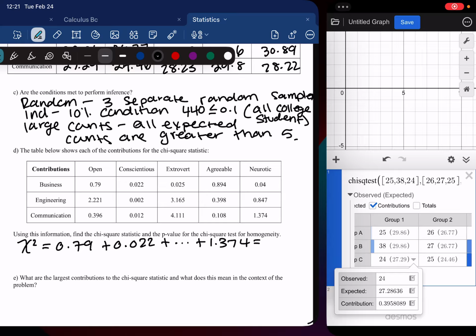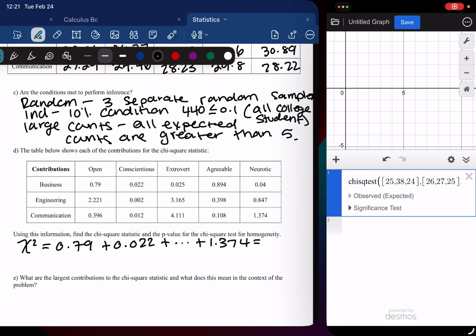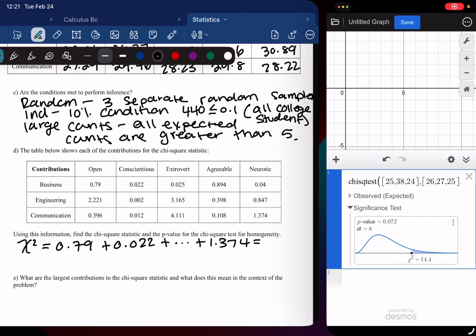But I'm not writing every single contribution together. That takes too much time. So once I get to that part, I'm going to go to the significance test on Desmos, and I find that my chi-squared value is what? 14.4. And then my p-value is 0.072. So if it asks you to use the contribution table to find chi-squared, show the grader that you know that means to add them together by adding a few of them together and doing ... until you get to the last one, and then just go to Desmos to get your answer.